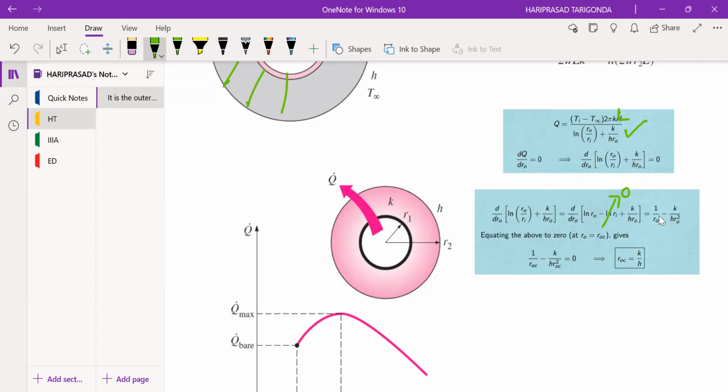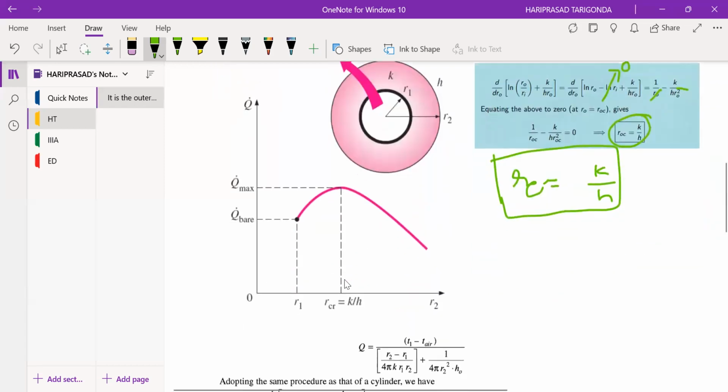So here 1 by R naught and 1 by R naught will get cancelled. Therefore 1 by R naught is equal to this thing you will get. From this we can find R naught is equal to k by h. That is called the critical thickness of insulation or critical radius of insulation. Rc is equal to k by h will be the formula for critical thickness of insulation. This is the formula in case of cylindrical coordinate systems.